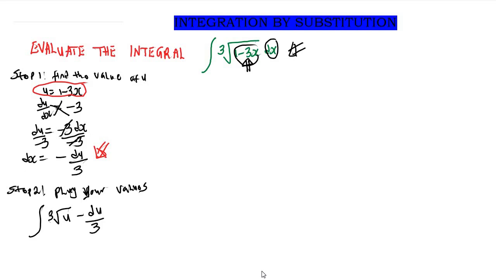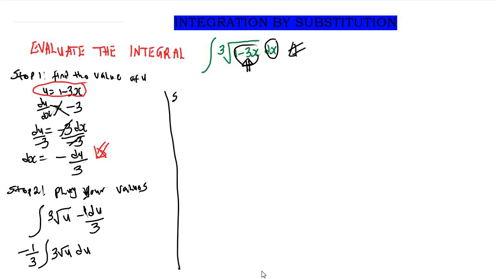Now, whenever you have a constant inside an integral, you need to try to take this constant outside the integral so that you can easily evaluate the integral. As you can see, we have negative 1 over 3 inside this integral, because we have an invisible 1 here. So we are going to take this negative 1 over 3 outside the integral. So this is negative 1 over 3, multiplied by the integral of the cube root of u du.